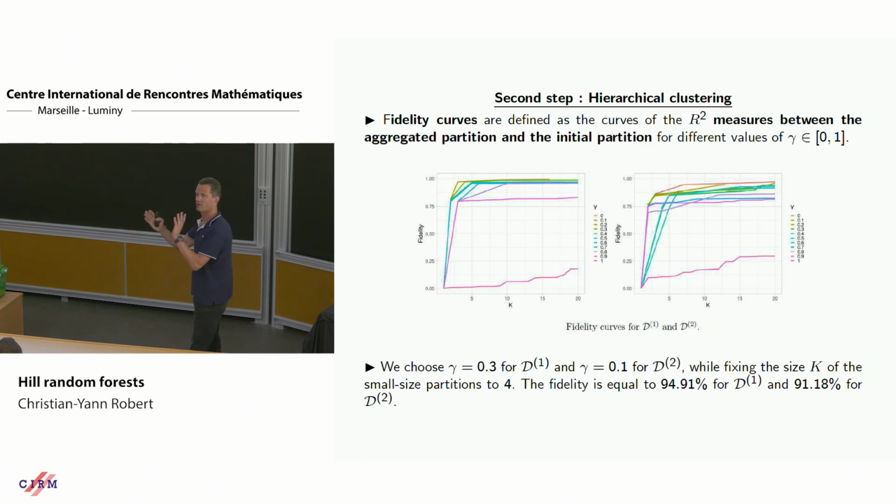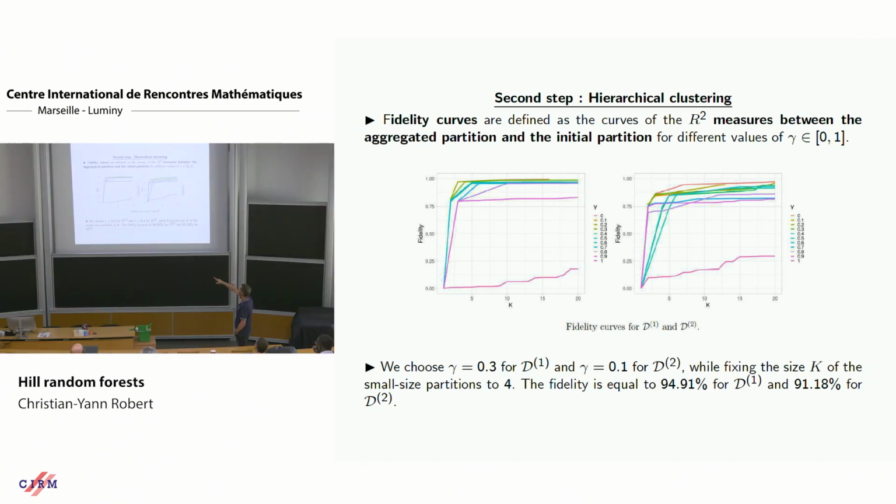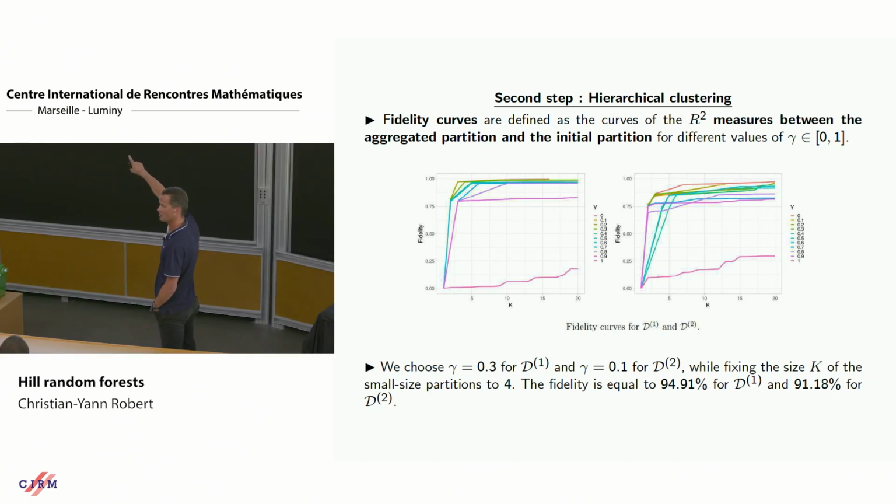So you have to choose first the value of gamma, the weight for the spatial constraint. If you want more spatial constraint, you put gamma close to 1. And then you also have to choose the number of clusters that you want after your clustering algorithm. You have several what we call fidelity curves, which give you for each partition the value of the R2 measure between the prediction of your gradient boosting algorithm and the value you obtain after the clustering algorithm.